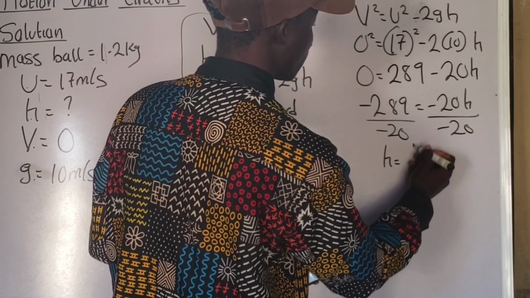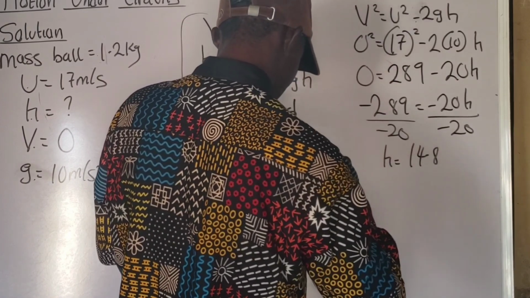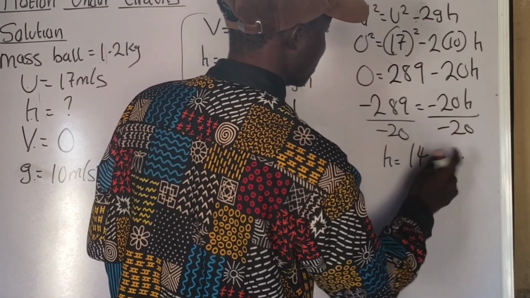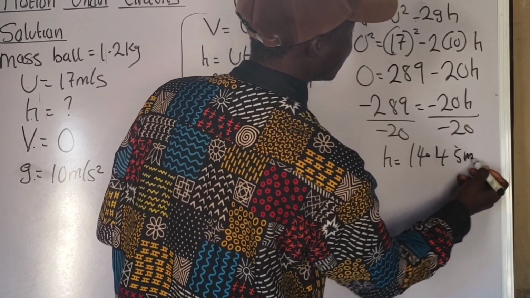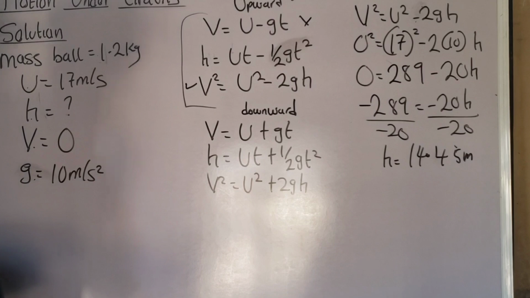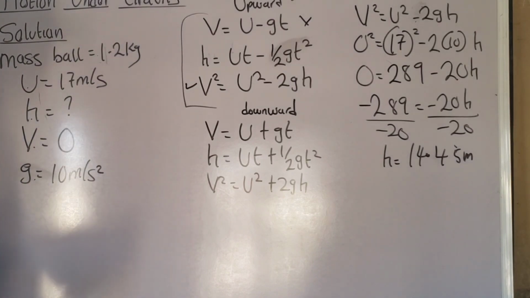So h equals 14.45 meters. This is the height that the ball will attain. Do you understand? Okay, that is the solution to the question. Now let's move to another question.